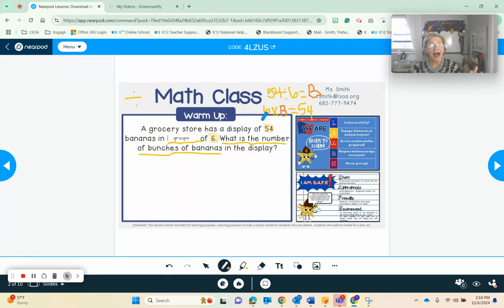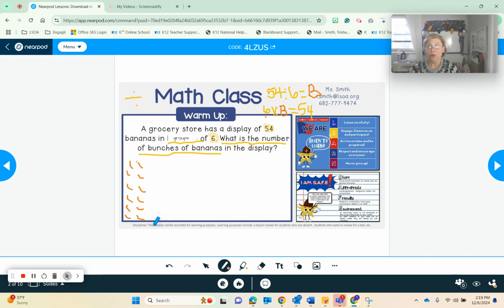So we know how many bananas are in each bunch. There are 6. So I'm going to do a little 1, 2, 3, 4, 5, 6. So that's my first column. Am I done? No, I have to get to 54. 1, 2, 3, 4, 5, 6. Am I done? No, I have to get to 54. How many do I have?